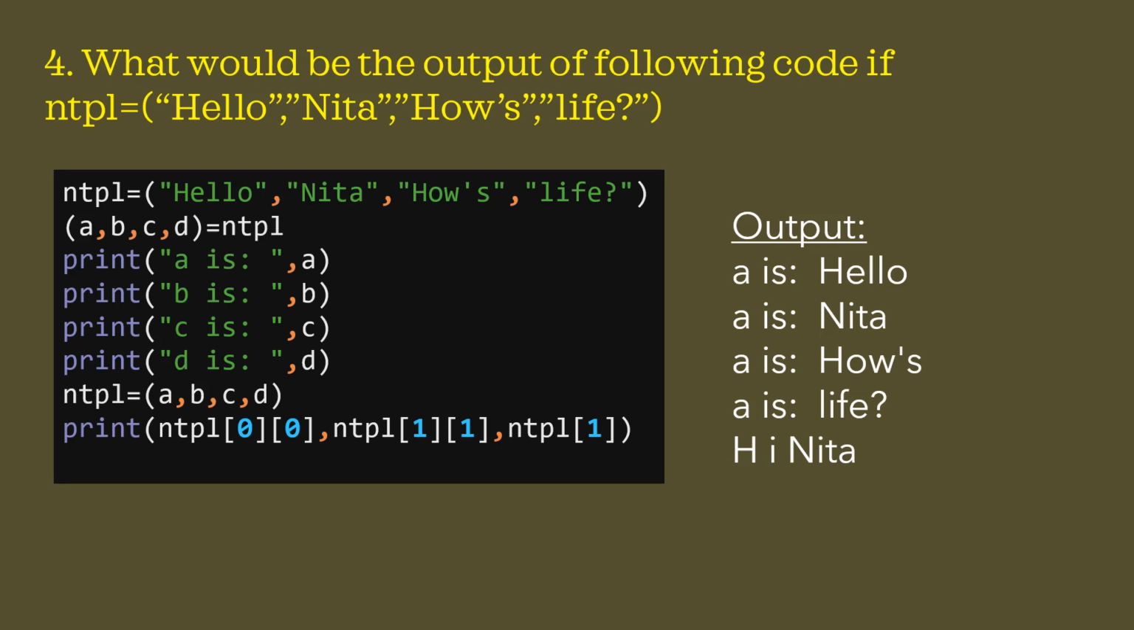Next one, ntpl[1][1]. What is present at index number 1? That is 'Nita'. So from this string 'Nita' we are accessing the character present at index number 1, that is 'i'. Next we are printing ntpl[1]. So at index number 1 the string 'Nita' is present, so that will be printed. So this is the output.